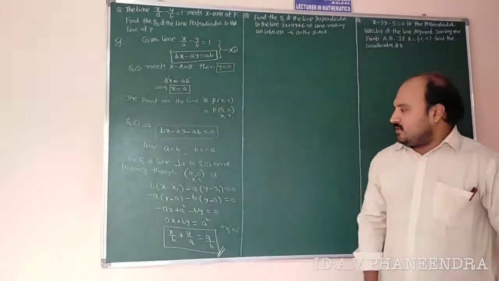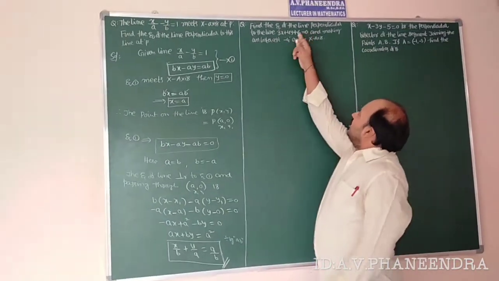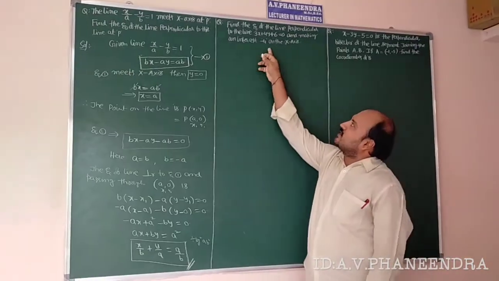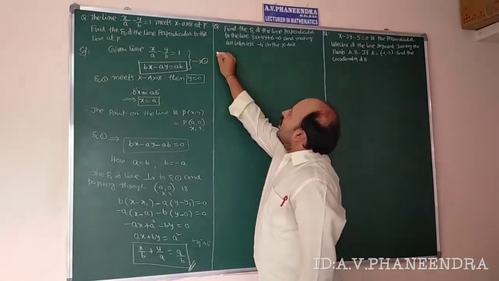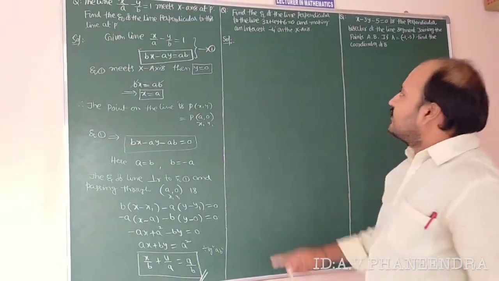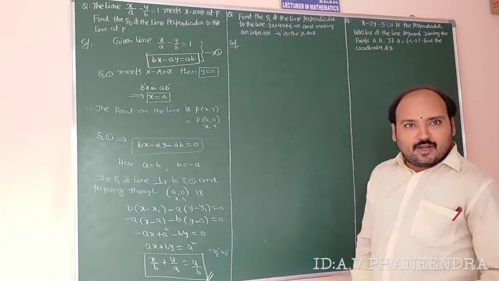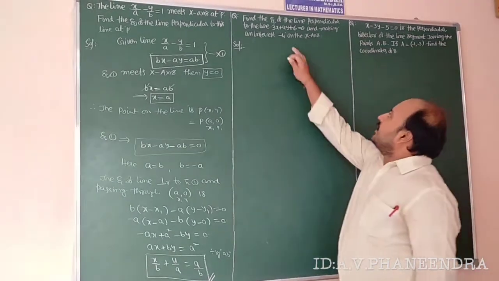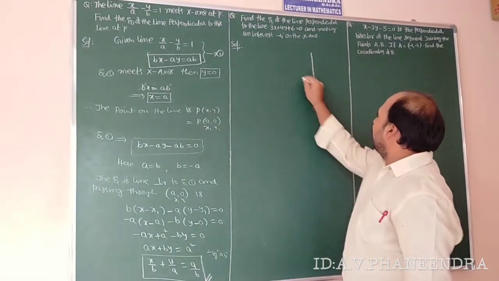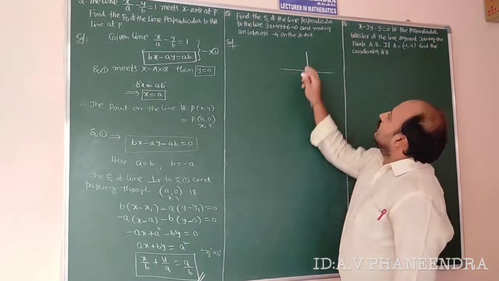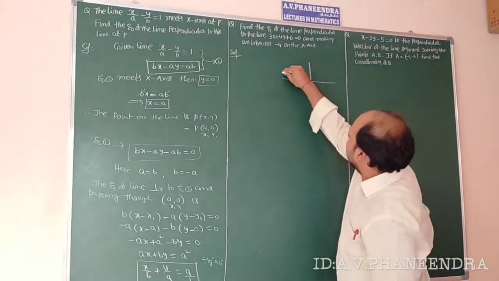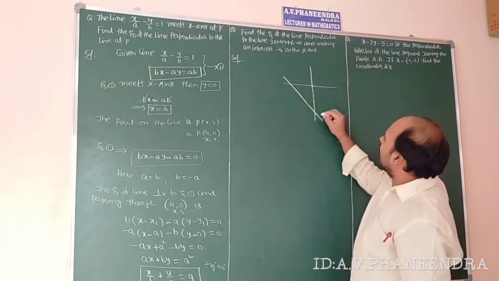Now next question. Find the equation of the line perpendicular to the line 3x plus 4y plus 6 equal to 0 and making an intercept minus 4 on the x-axis. According to the problem, draw the diagram firstly. The required line is perpendicular to this one and making an intercept minus 4 on the x-axis, that is a negative x-intercept. So observe carefully the line 3x plus 4y equal to minus 6, which belongs to the third quadrant. This is the given line.